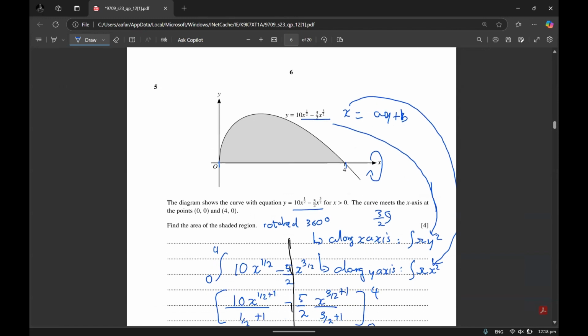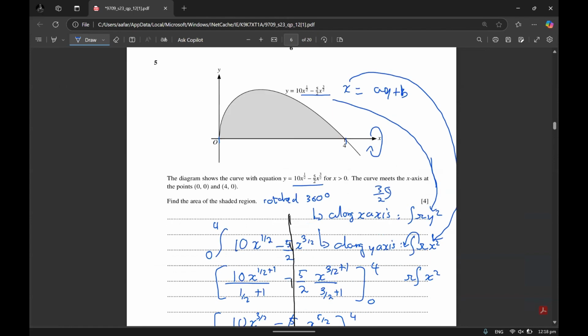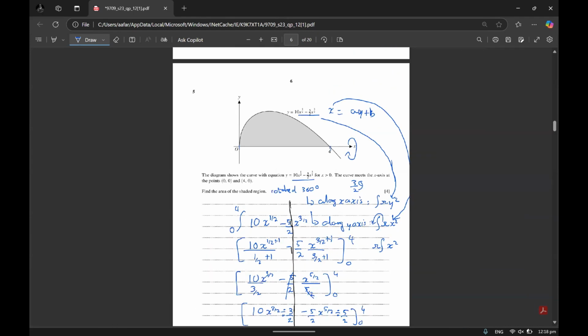And in this, you can take pi common out since it's a constant, so it becomes pi times the integral of x squared. It's very simple, but you just need to know these two formulas. These are very important. And when which one applies, don't mix them up.